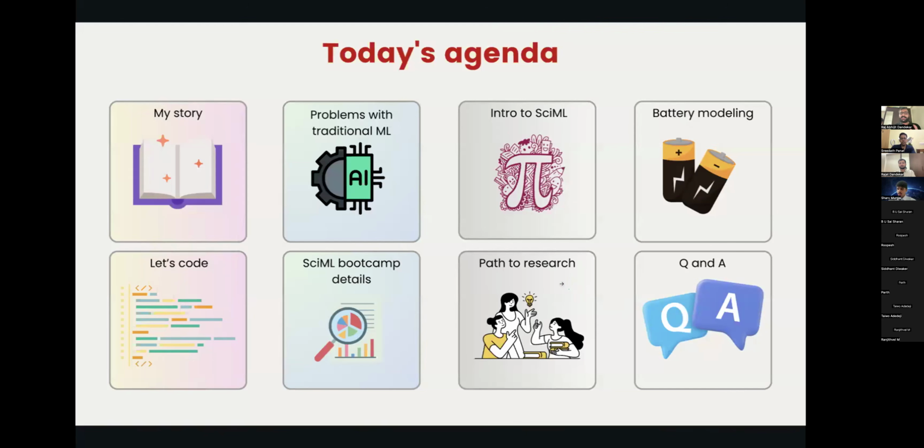So today's agenda is as follows. As we always start these scientific machine learning webinars, we'll get started with my story and why we are conducting this webinar in the first place. Then we'll move to the problems with traditional machine learning approaches and why you should even learn about scientific machine learning. Then we will have a section on intro to scientific ML. These three sections are really needed for you to understand the project part which is coming, and that's the battery modeling project which Sharv will deep dive into.